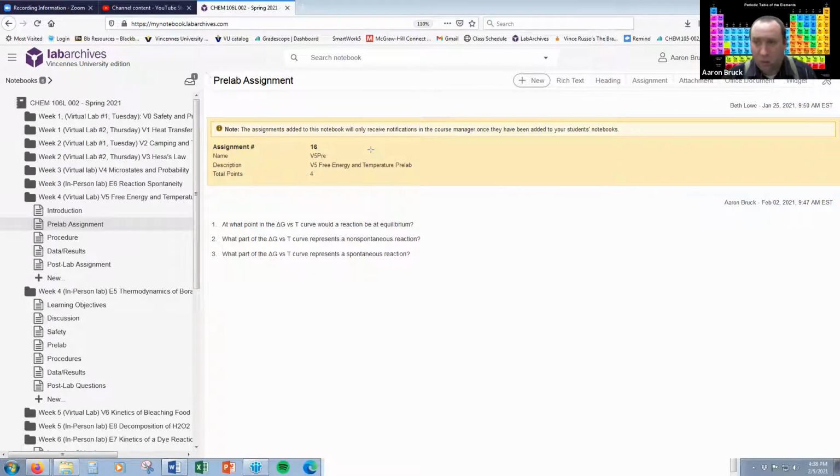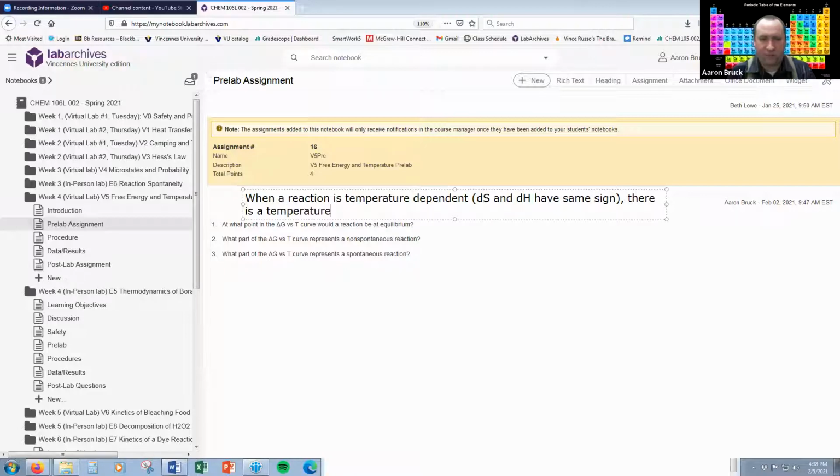For those of you that weren't in those conversations, let me quickly just explain that when a reaction is temperature dependent, that is delta S and delta H have the same sign, then there is a temperature at which the reaction flips from spontaneous to non-spontaneous, or vice versa.